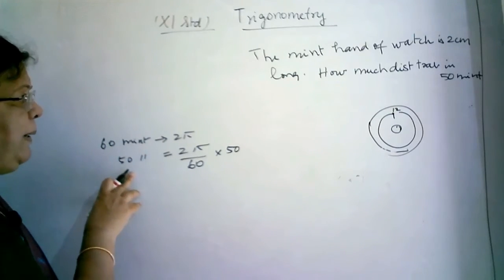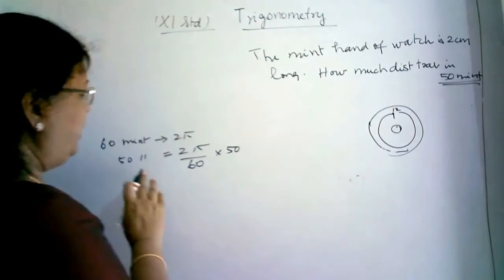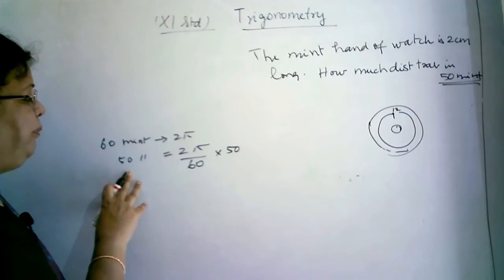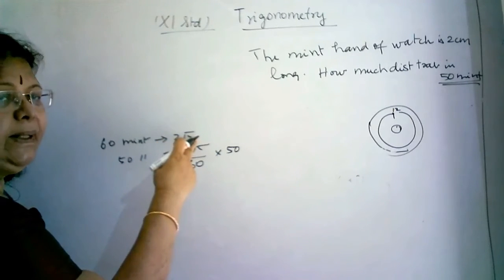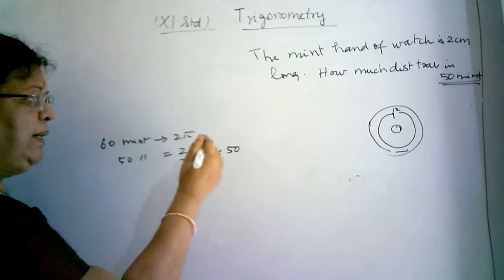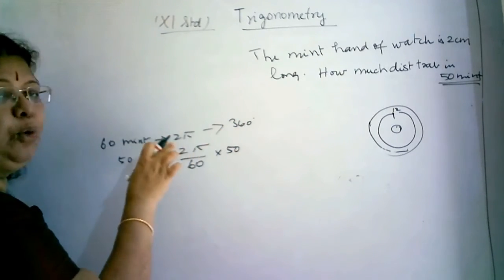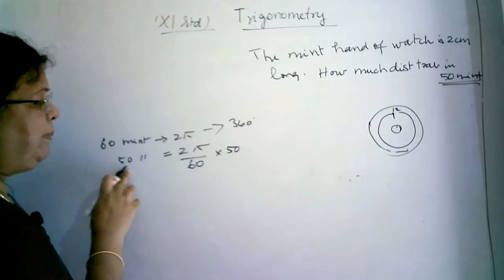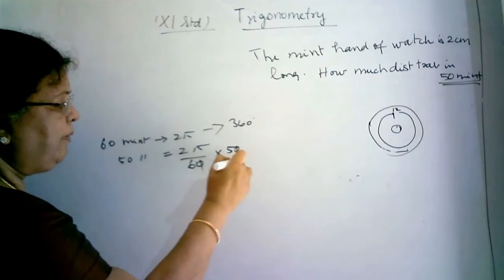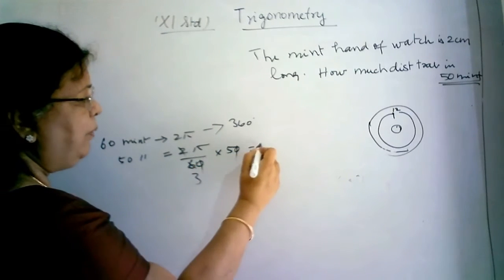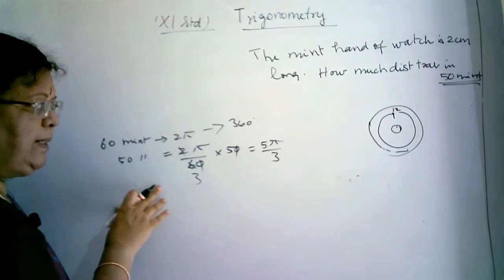We need the distance for 50 minutes. In 60 minutes, 2 pi radians are covered, or 360 degree. So for 50 minutes it is 2 pi by 60 into 50. So you will be having 5 pi by 3. This is not the answer yet; we only know the radians.